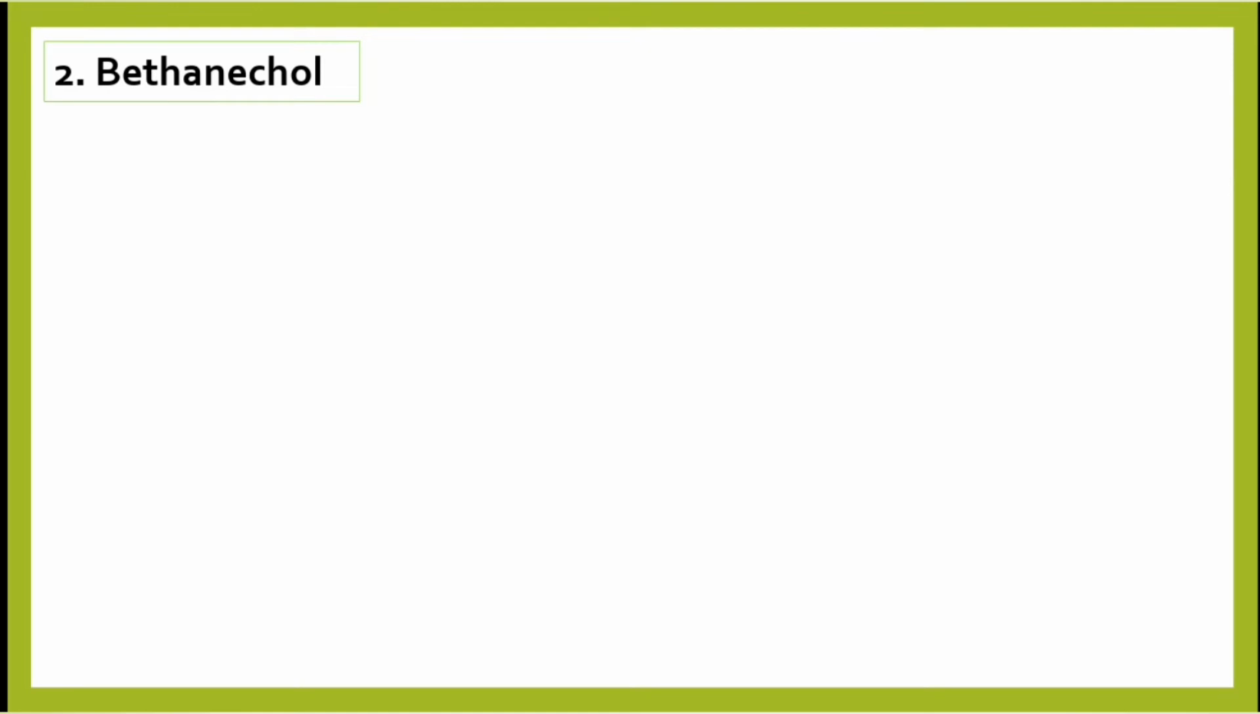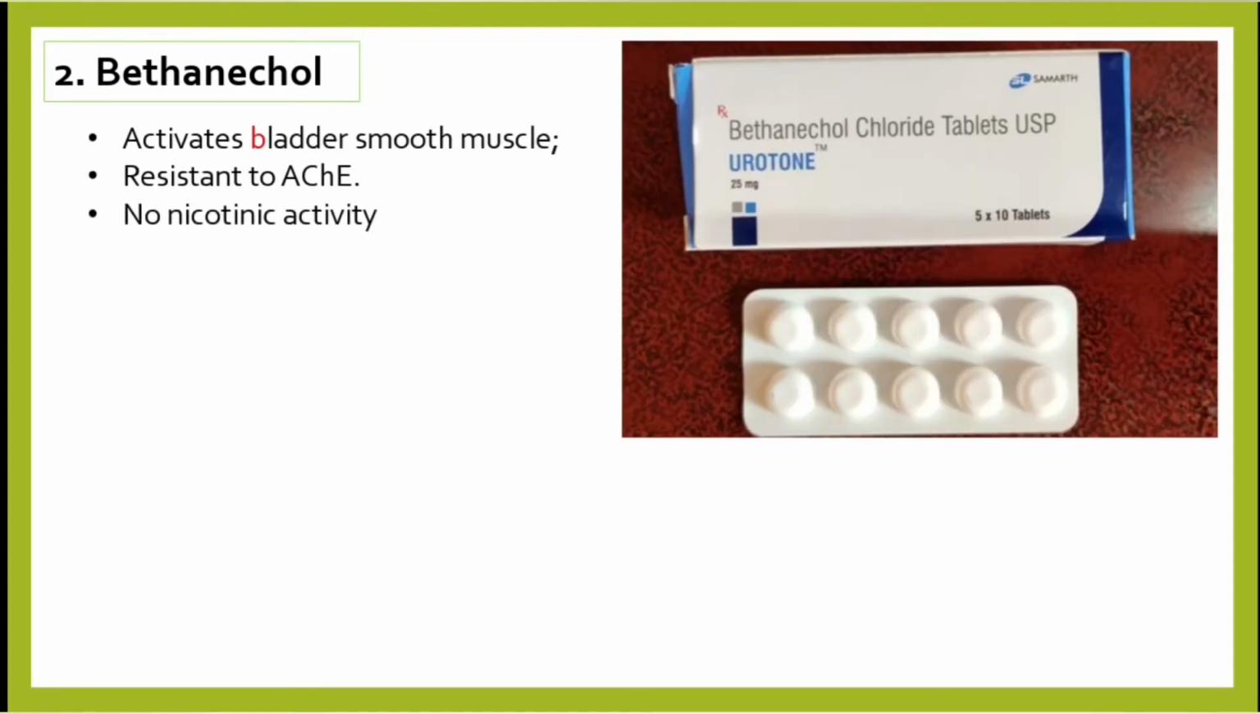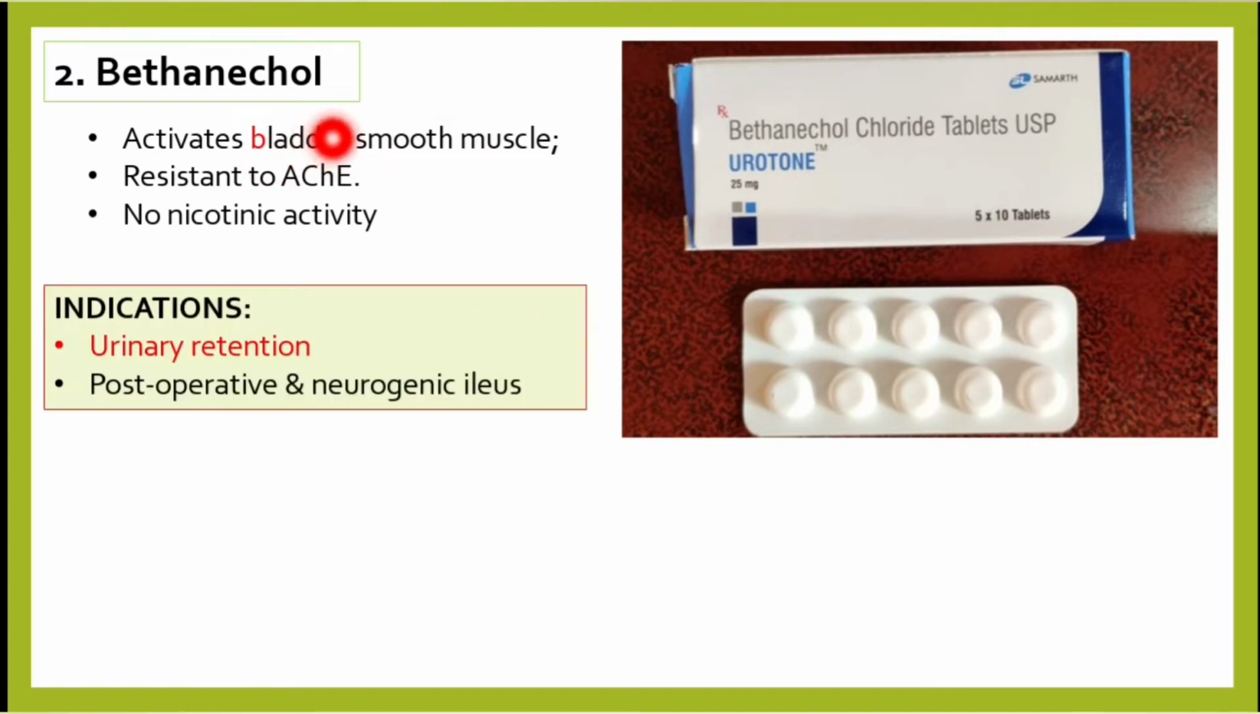Next is Bethanechol, also called Uroton. Bethanechol activates bladder smooth muscles. This drug is resistant to acetylcholinesterase, meaning it's not destroyed, and it remains high in the synaptic cleft. This drug does not have nicotinic activity. The main indication is urinary bladder retention, but you can also use it in post-operative and neurogenic ileus.